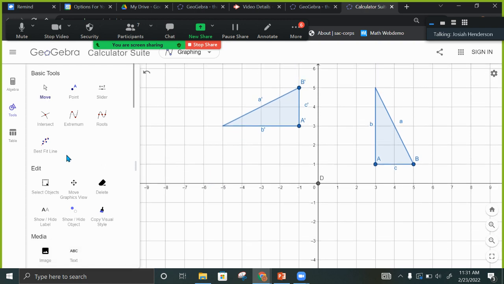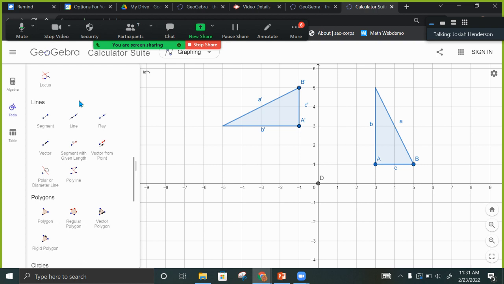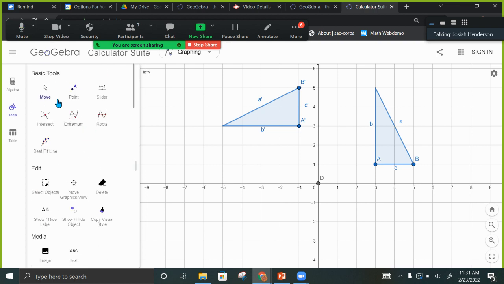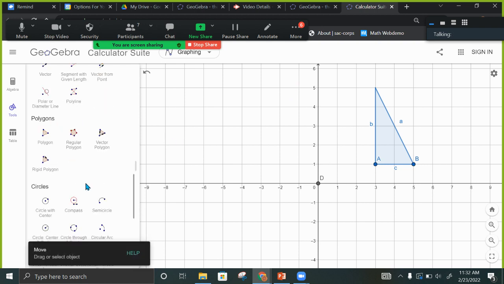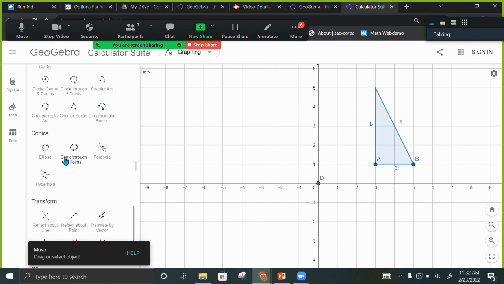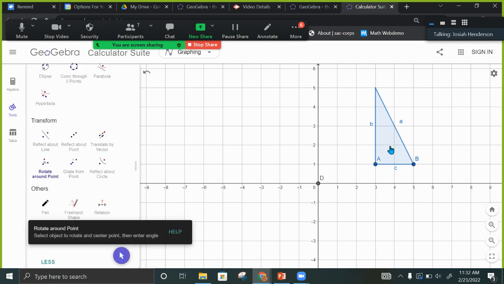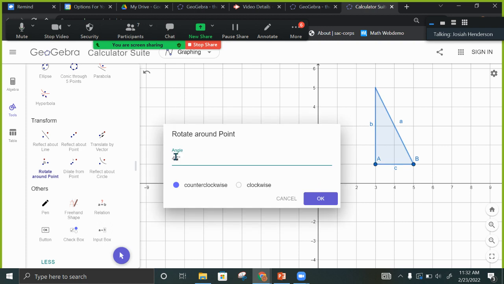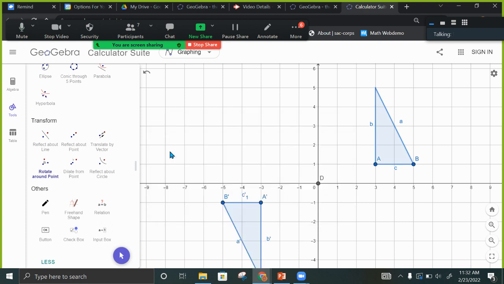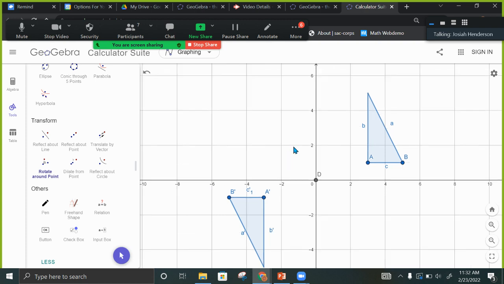Okay, so I'm going to do my rotation around a point. I'm going to go ahead and delete the first one. Rotate around point. Okay, so I click on my figure, I click on my point, and this time I want to do 180. There we go.